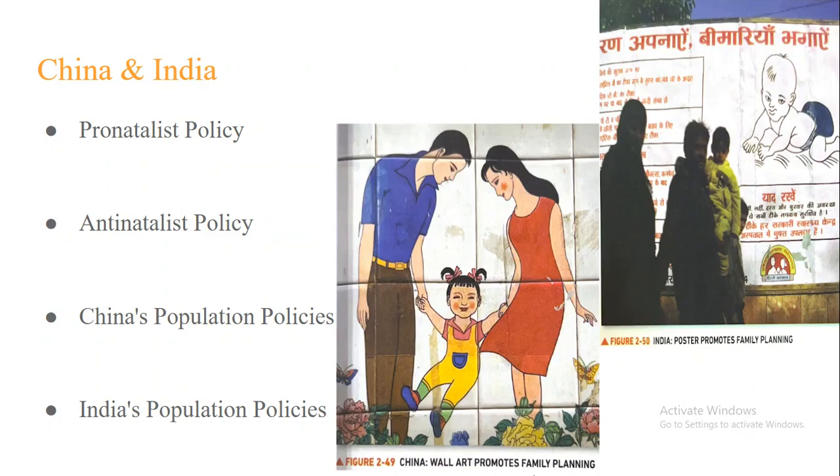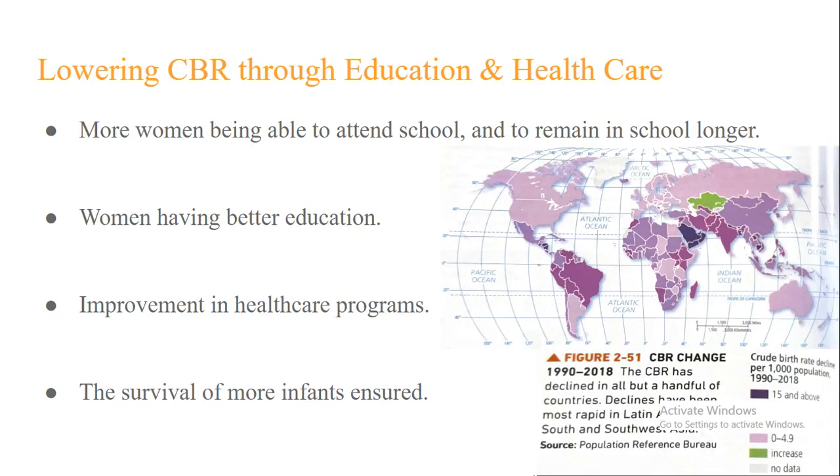China and India. A pro-natalist policy is a government policy that supports higher birth rates, whereas an anti-natalist policy is one that supports lower birth rates. The core of the Chinese government's family planning program was the one-child policy. A couple needed a permit to have a child. Largely as a result of the one-child policy, China's CBR declined from 18 in 1980 to 12 in 2018.